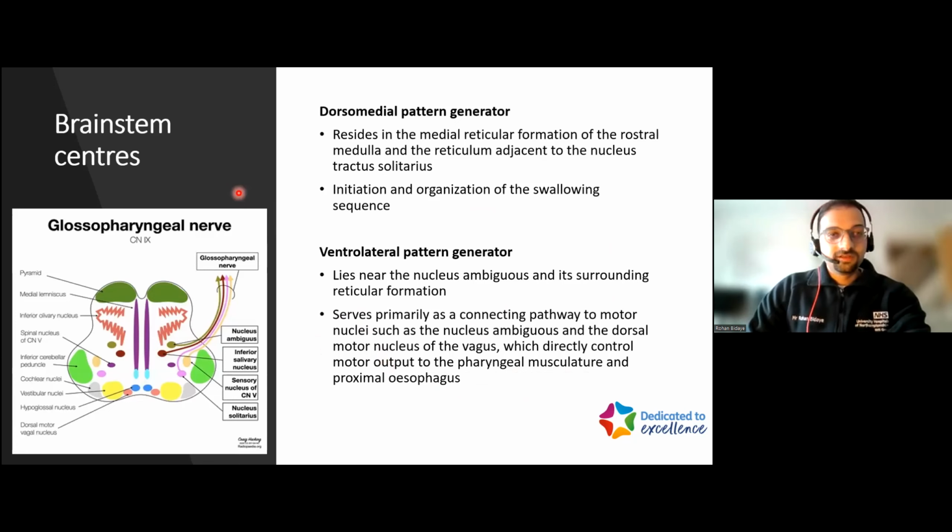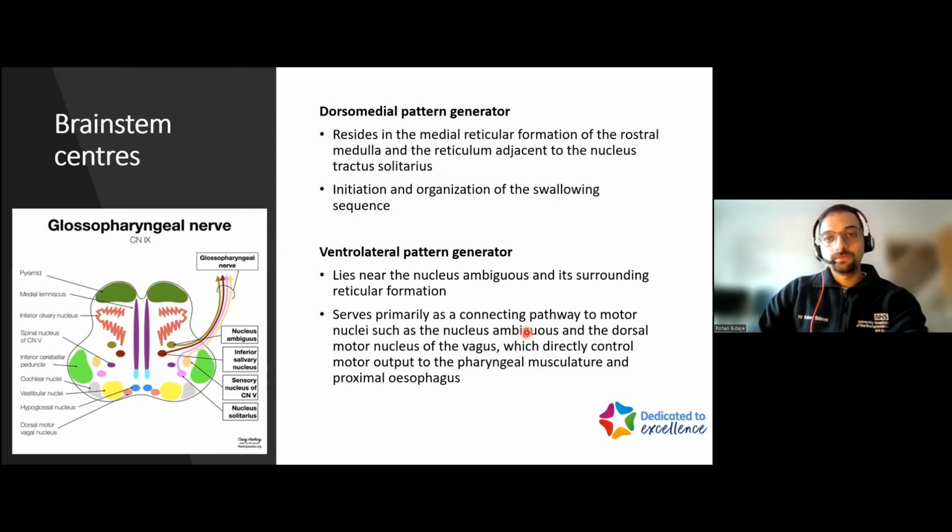Coming to a bit more theory, I have a diagram over here which explains where these centers lie: the dorsomedial pattern generator and the ventrolateral pattern generator. The dorsomedial one is the one which is close to the nucleus of tractus solitarius, over here somewhere. And it is responsible for initiation, organization of the swallowing sequence. The ventrolateral pattern generator is the one which lies near the nucleus ambiguus. And this is the nucleus ambiguus over here, lies somewhere over here.